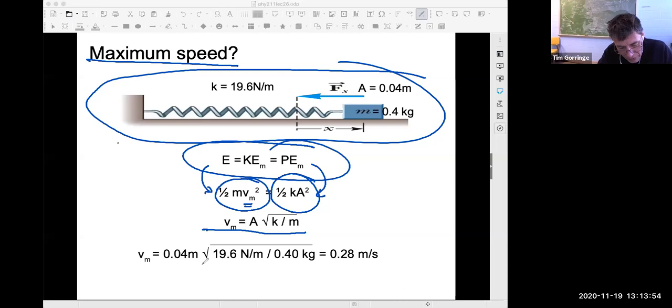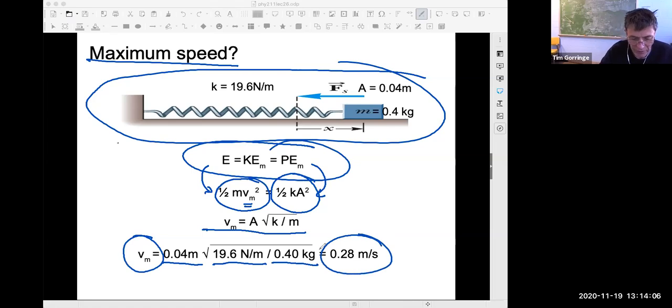I know the amplitude of the oscillations. I know the spring constant. I know the mass. I can multiply them all together, and I find by doing that, the maximum speed is 0.28 meters per second. And that was quickly solved. That was easily solved. That's the power of using energy concepts.